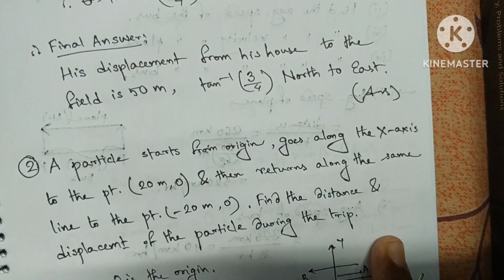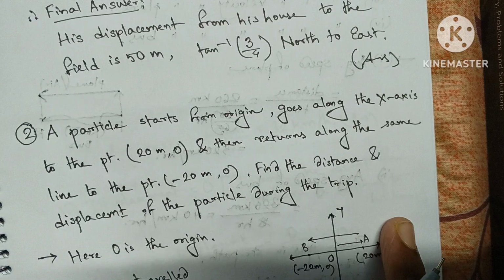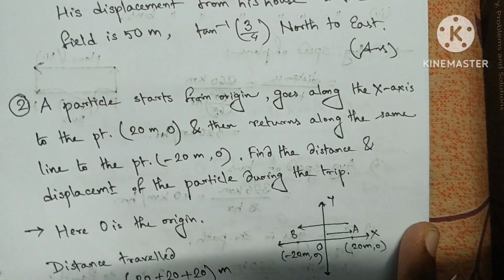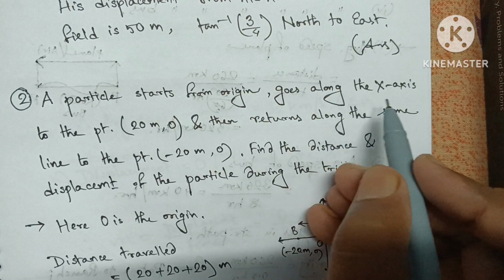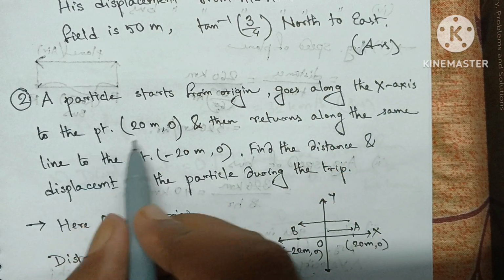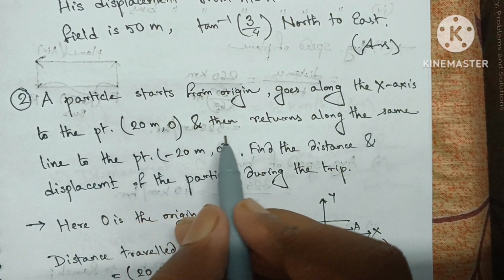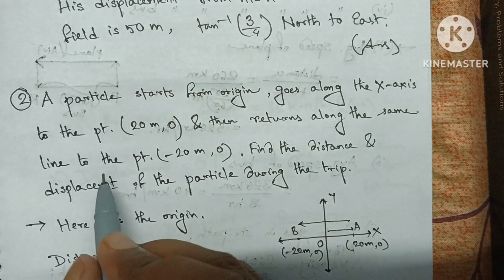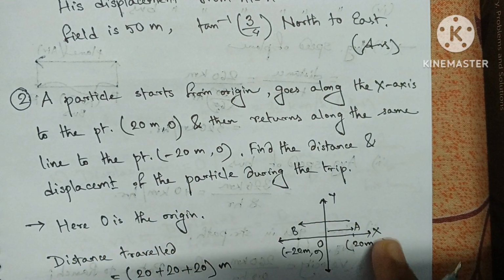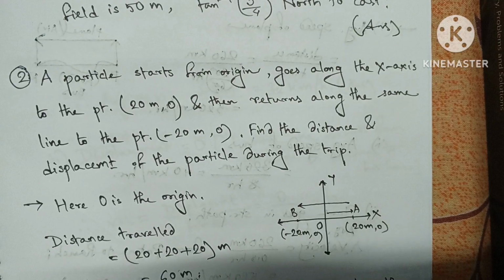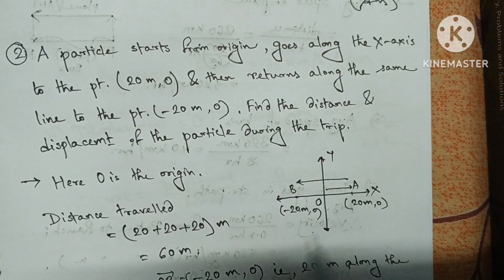Now coming to the next question, number 2. It says a particle starts from origin, goes along the x-axis to the point 20 meter, 0, and then returns along the same line to the point minus 20 meter, 0. Find the distance and displacement of the particle during the trip. So here is the corresponding figure.